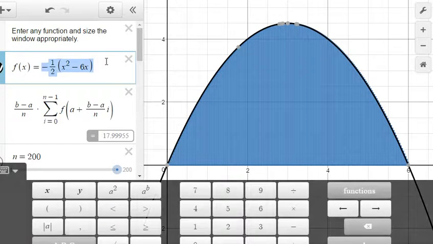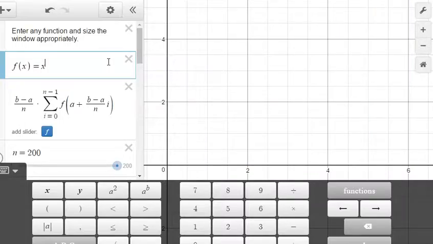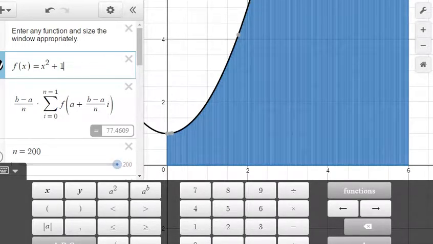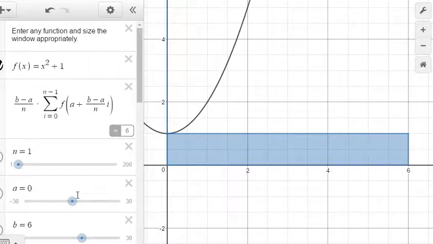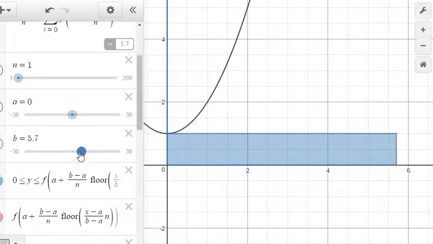So let's just change this to, let's see, what did we have? We had x squared plus 1. X squared plus 1. And I want to change a couple other things here. So that, and I want to go from 0 to 3.